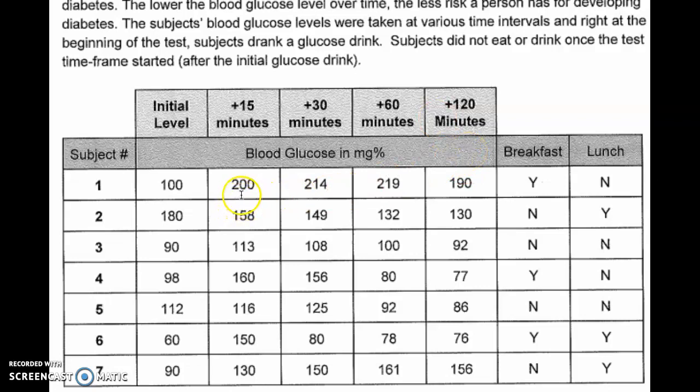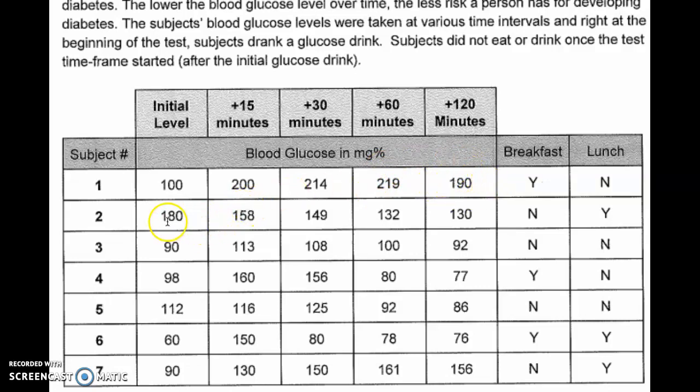I can see that for subject 1, their glucose went up and then it started to go down, but it's going down pretty slow. So it spiked up very high as soon as we added the glucose drink. So it doubled in the amount, and then it continued to go up for an hour. After an hour, after 2 hours, then it decided to go back down again.